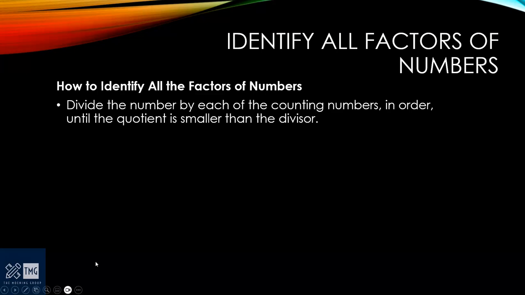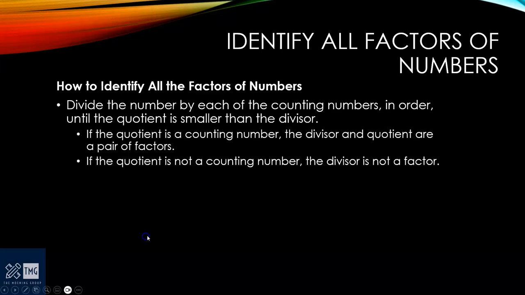Well, first we're going to divide our main number by each of the counting numbers in order until the quotient number is smaller than the divisor. All right, so the counting numbers, remember, are 1, 2, 3, 4, 5, 6, right? The numbers you use to count.